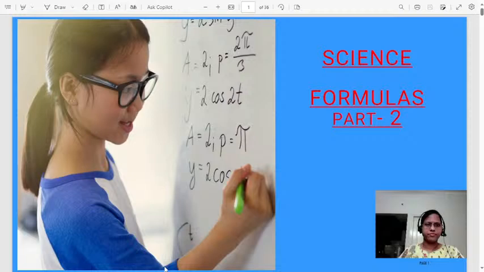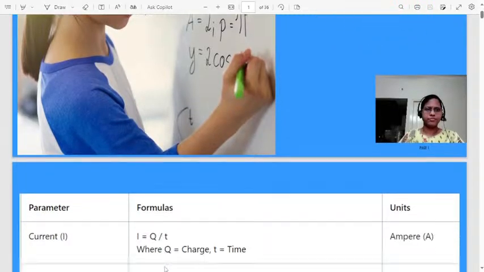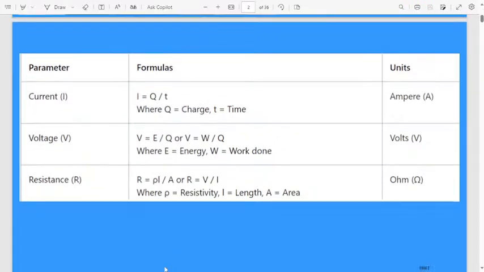Okay, let us start the class here. Let us discuss a few important formulas, the remaining formulas, which I was not able to give.